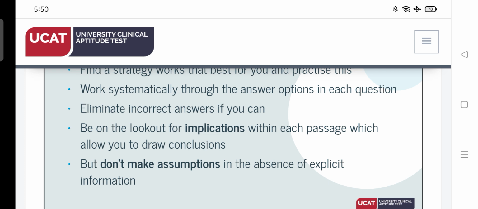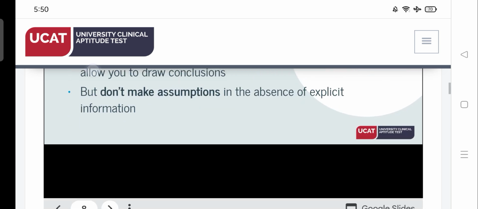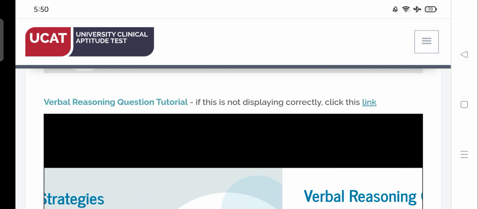But don't make assumptions in the absence of explicit information. If you don't know the right option, don't make any assumption that it could be true, it could be not. Just choose the right one. It will be good for you.